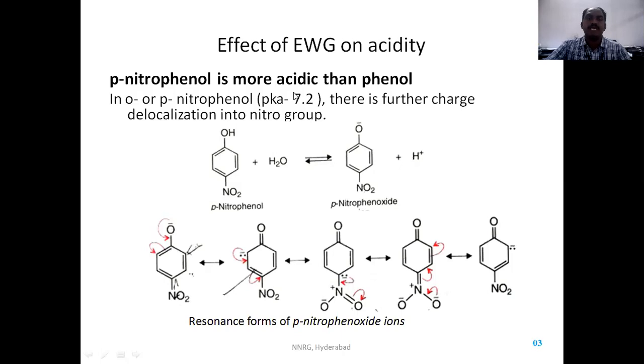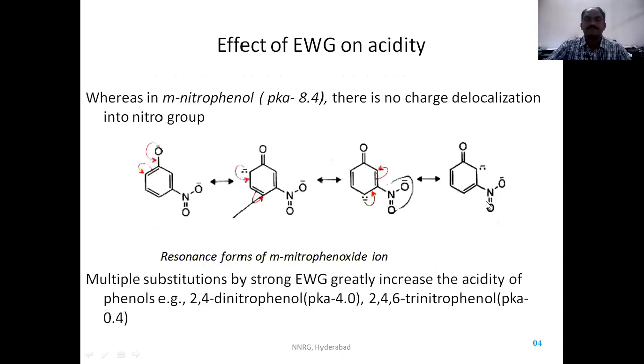By seeing the pK value, we can confirm that the pK value of para-nitrophenol is 7.2 and the pK value of phenol is 10. So the lower the pK value, the more the acidity. So the effect of an electron withdrawing group on acidity is to increase the acidity.